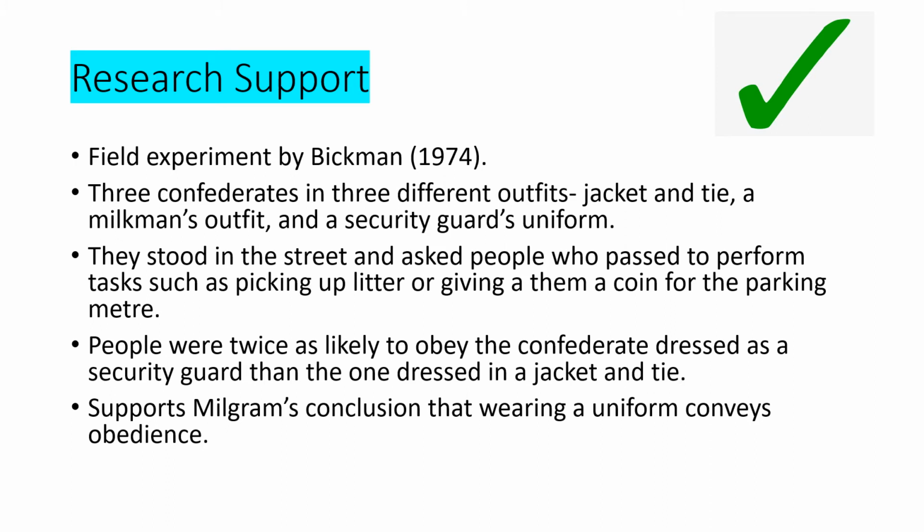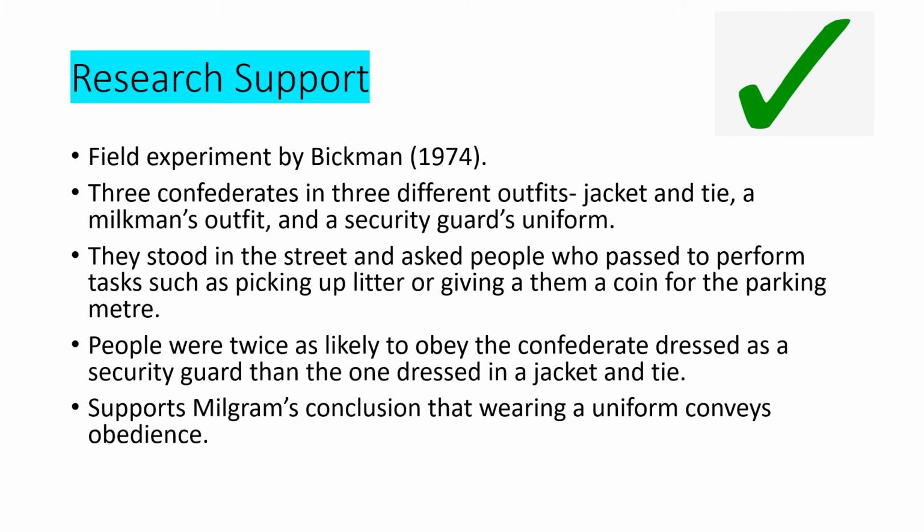What happens is that 3 Confederates are dressed in 3 different outfits. So one Confederate is in a jacket and tie, one is in a milkman's outfit, and one is in a security guard's outfit. So what happens is they stand in the street and they ask people that pass by, oh, could you pick up that litter for me? Or can I have a coin for the parking meter?